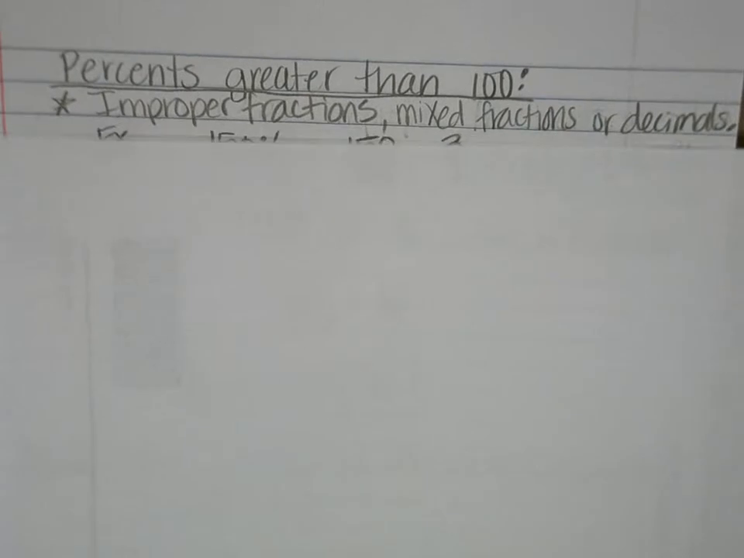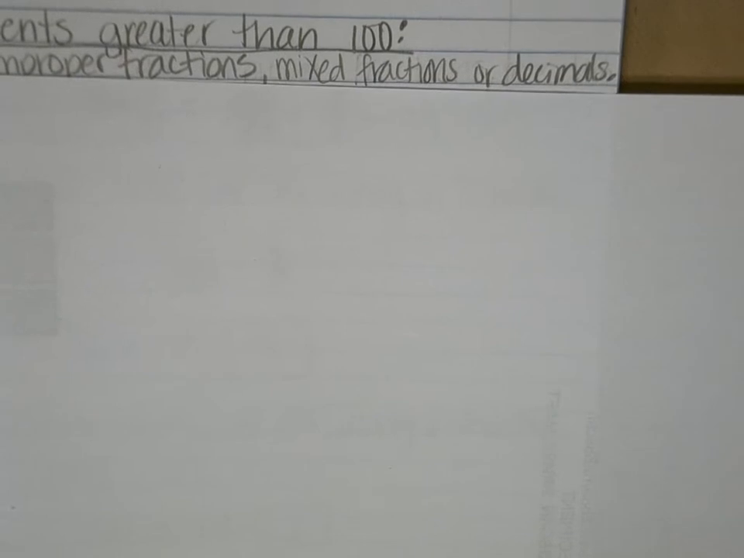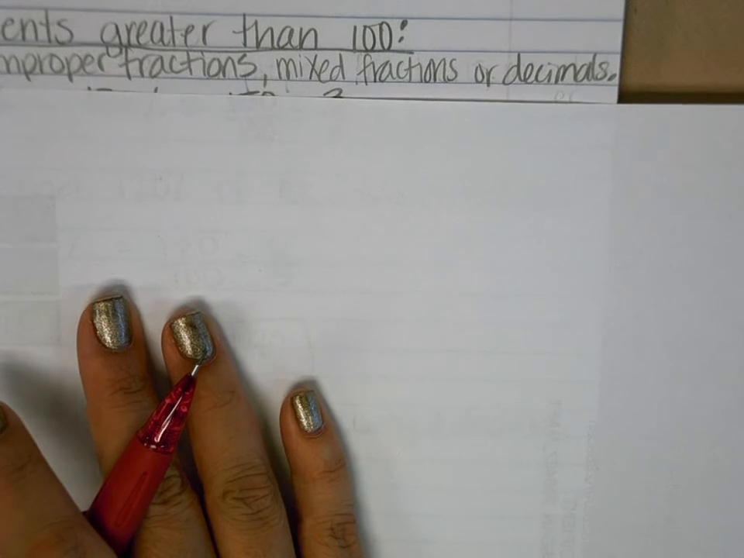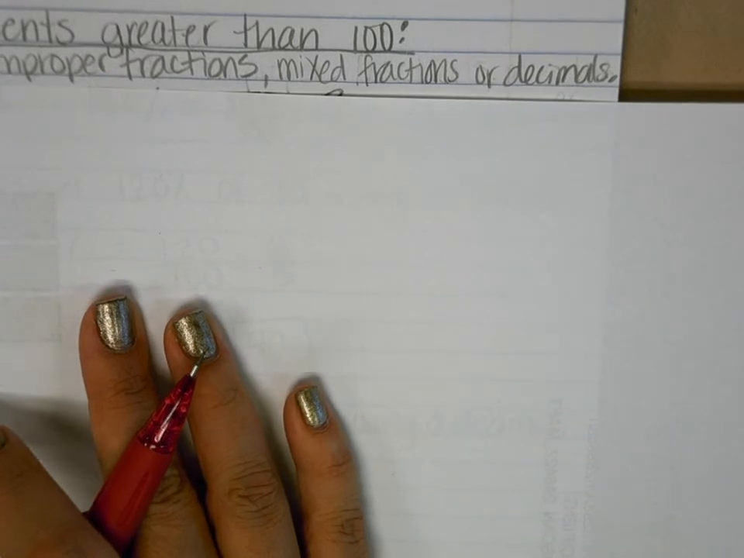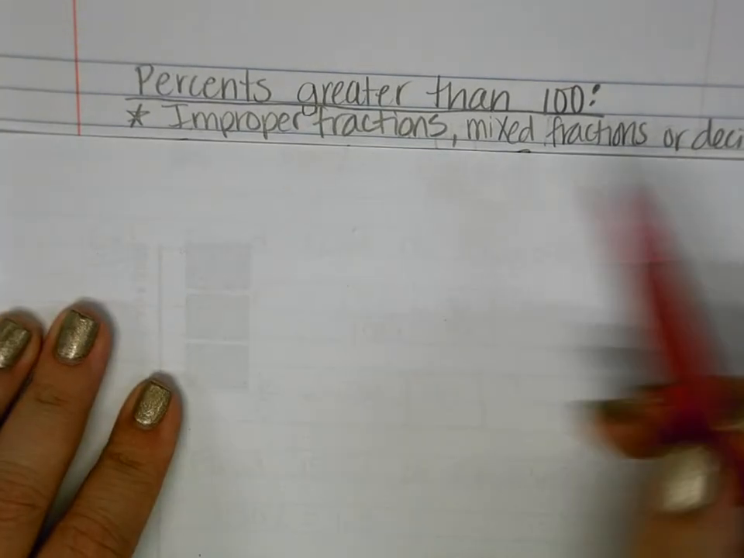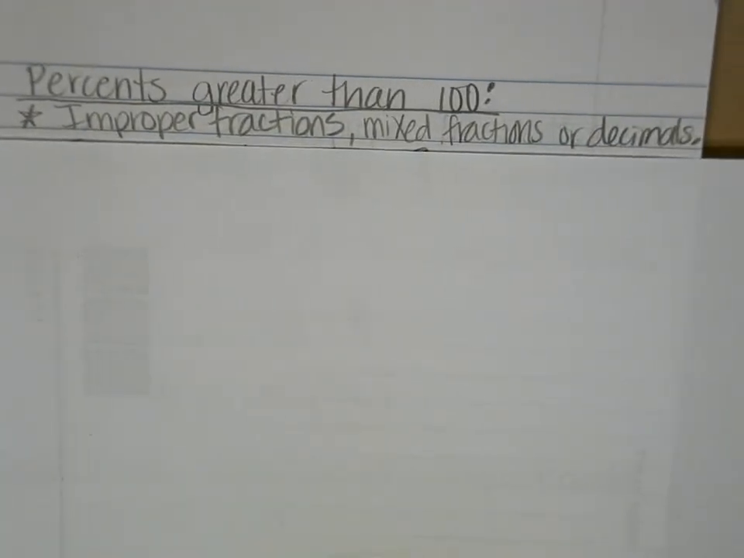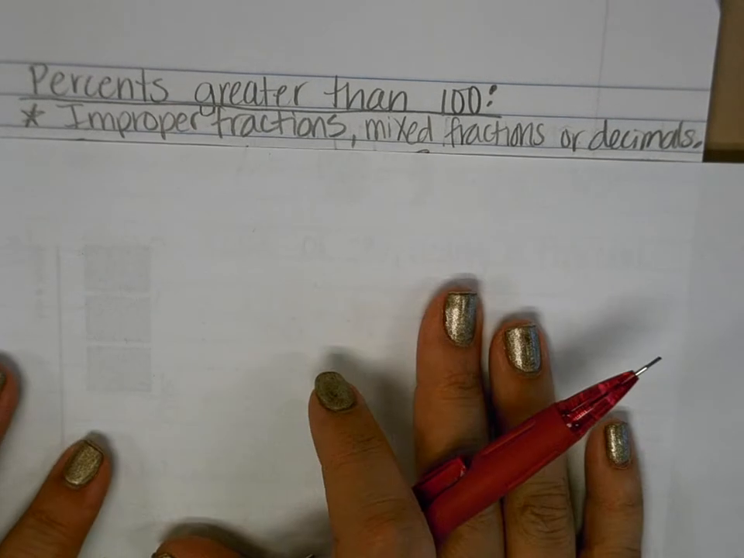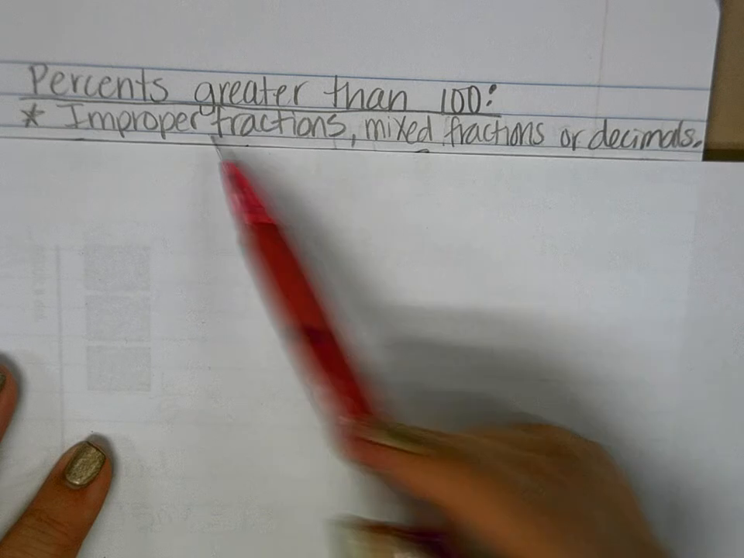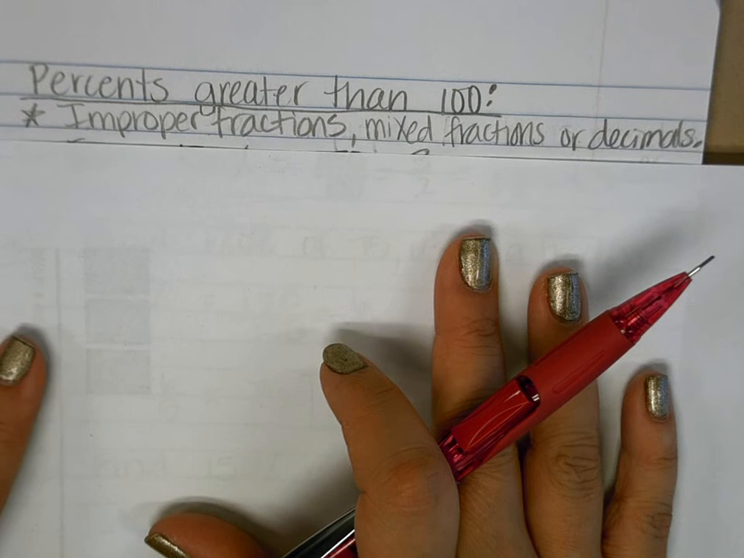All right, next page. We have a situation where sometimes we get percents greater than 100, like 110% is greater than 100. So what we have to do is change it into improper fractions, mixed fractions, or decimals if that happens. Still the same with fractions and decimals, but they look different.